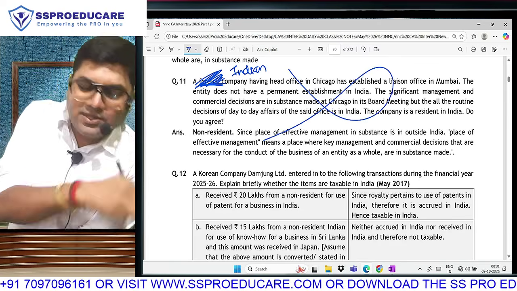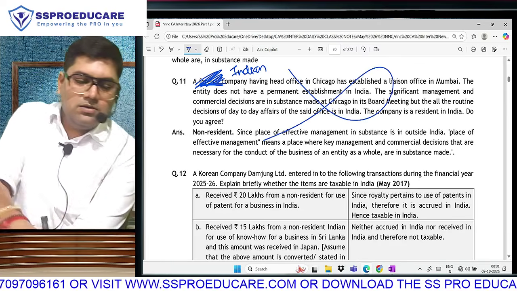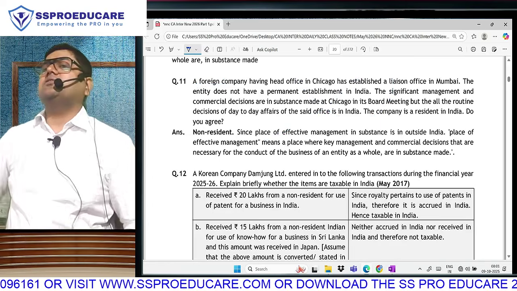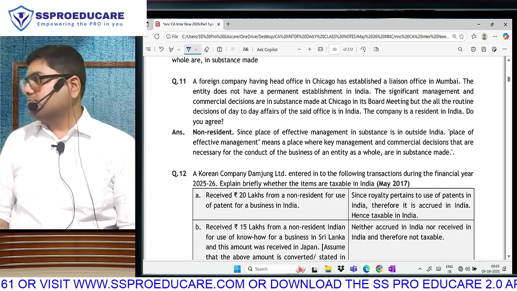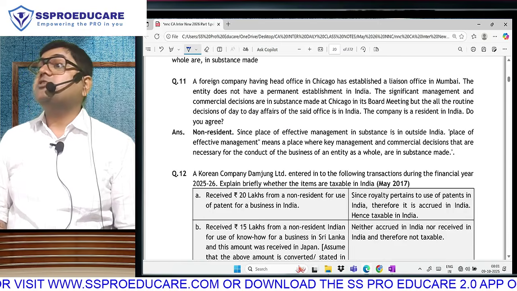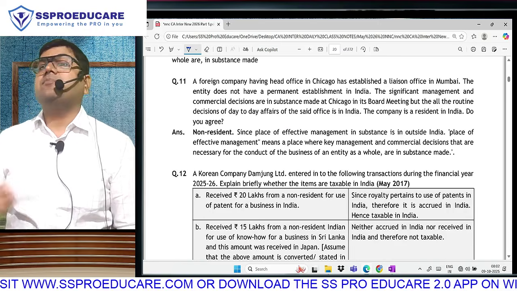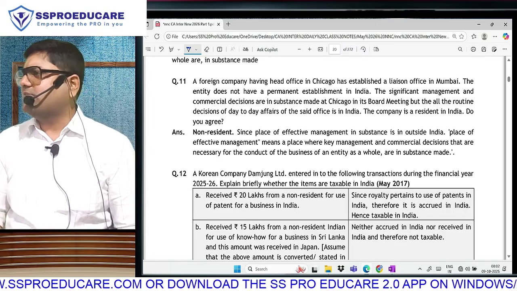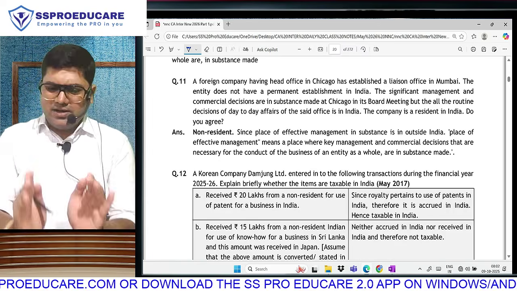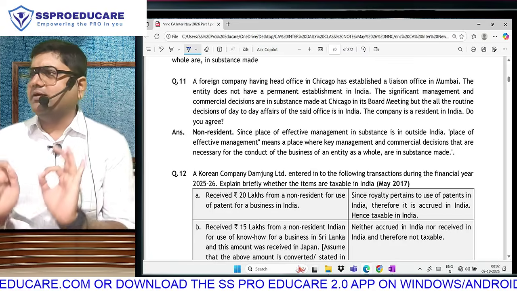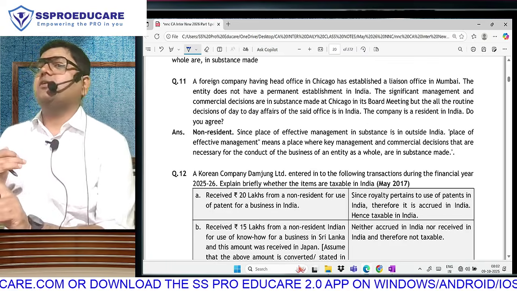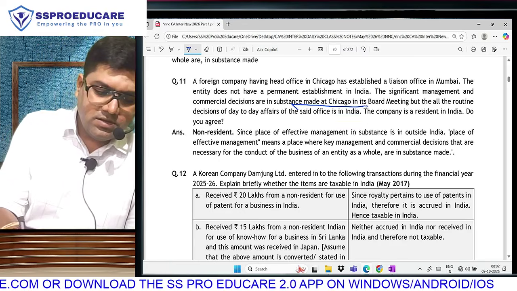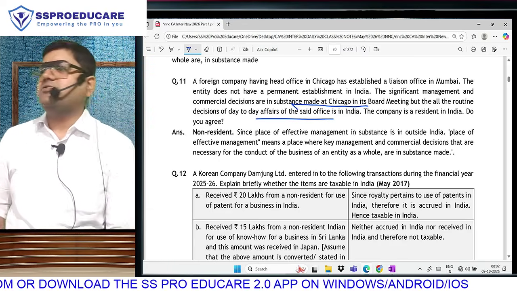Without checking anything given here, the answer will be resident. But the moment this question is that of a foreign company, what do you have to check? Place of effective management. Effective management means major decisions. I must have told you that there is a POEM circular which comes in CA Final. In Intermediate, the question will be like this, where very clearly in the question they will tell you where major decisions were taken, Chicago, and only routine decisions were taken in India.